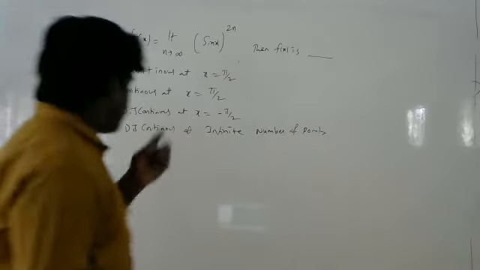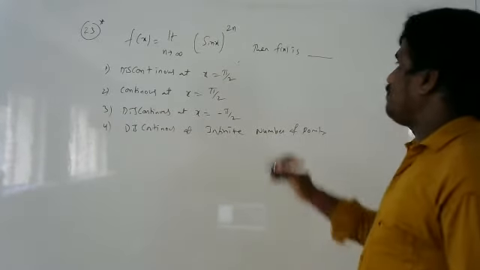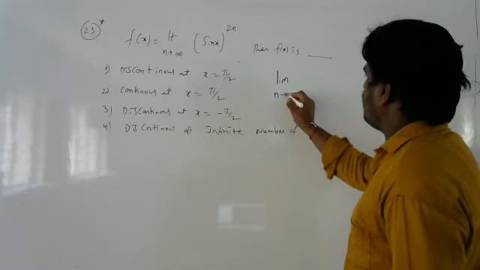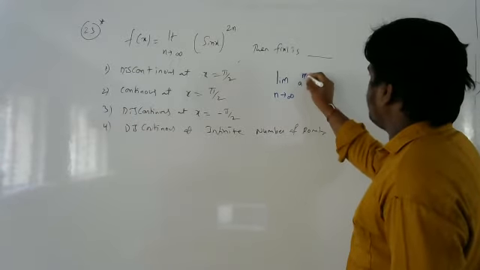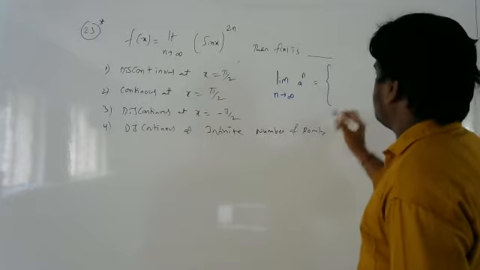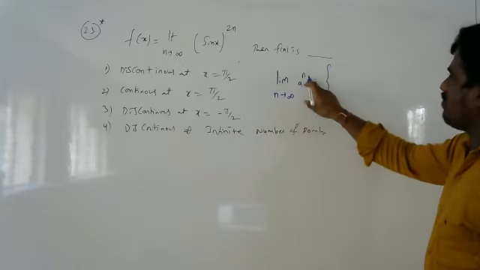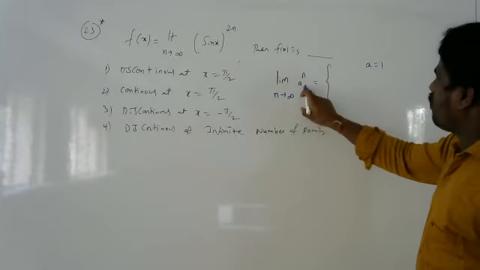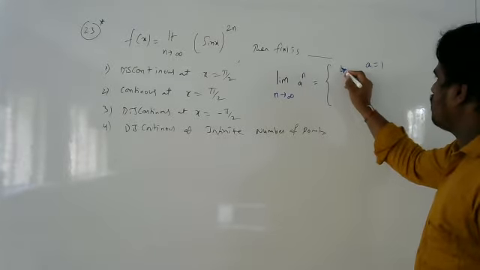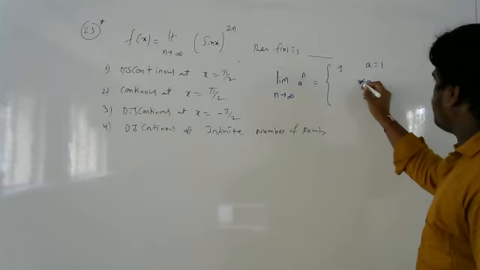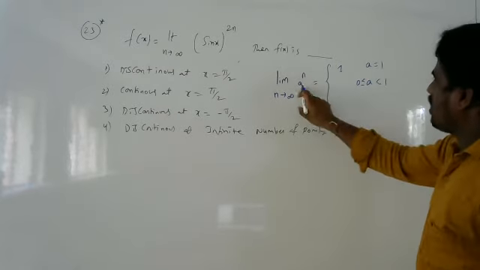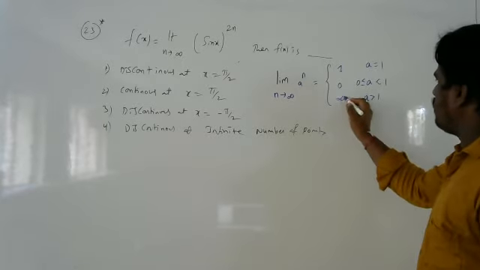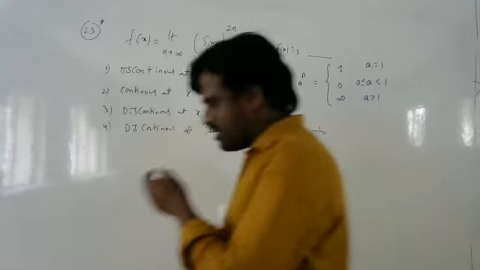Now listen to me carefully. See here, as per the built-in limit concept, limit n tending to infinity of a power n is equal to how much? If a is equal to 1, then 1 power infinity is 1. If a is in between 0 and 1, then this will be 0. If a is greater than 1, this will be infinity. This is the built-in limit condition.